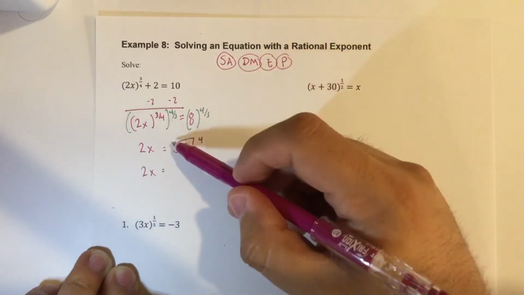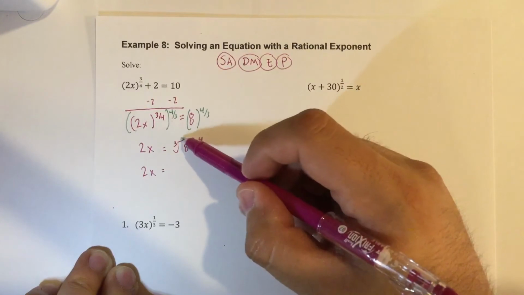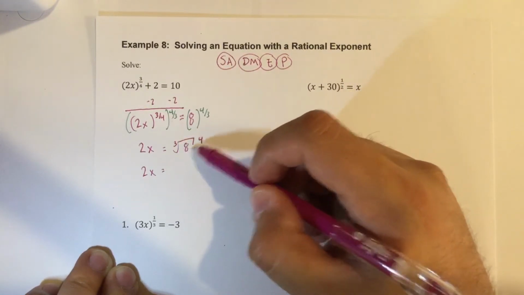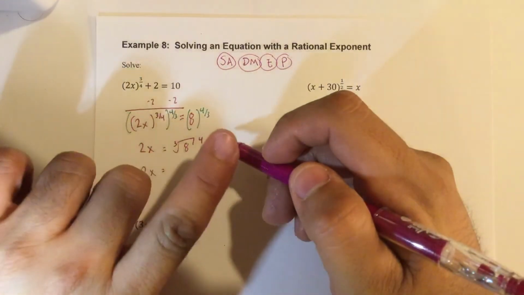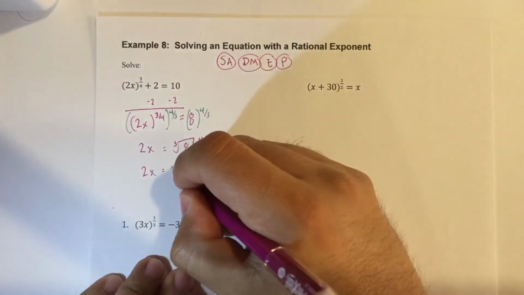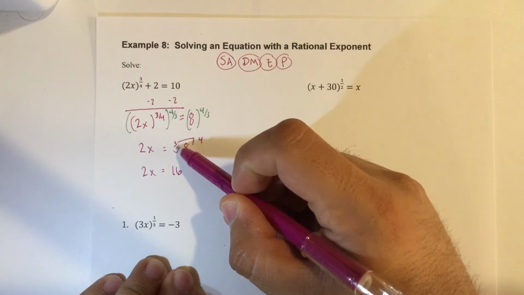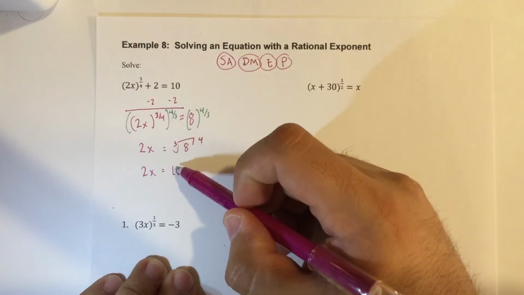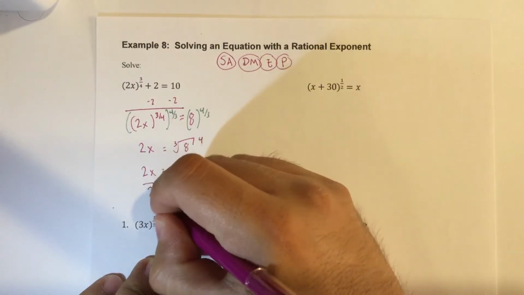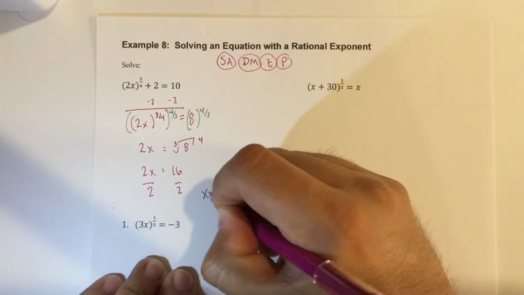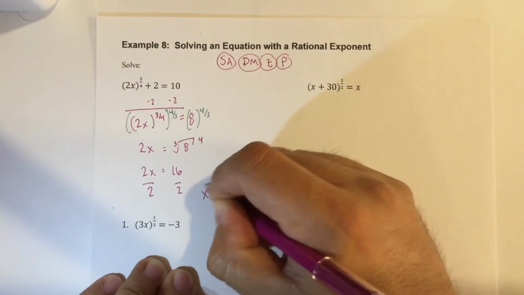2x equals, now I always take the root first and then I raise it to the power. The cube root of 8 is 2, and 2 to the 4th power is 2, 4, 8, 16. And I know it's not a plus or minus because the root was an odd number, so there's no plus or minus there. Last thing I can do is divide by 2, and I get x is equal to 8.